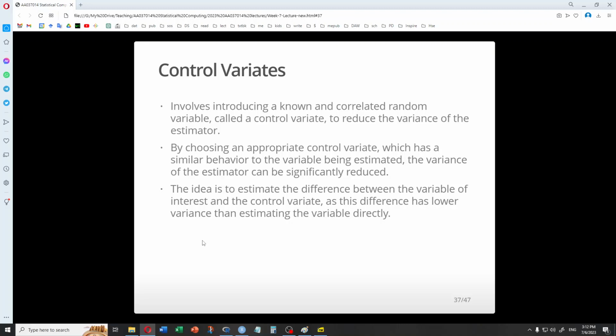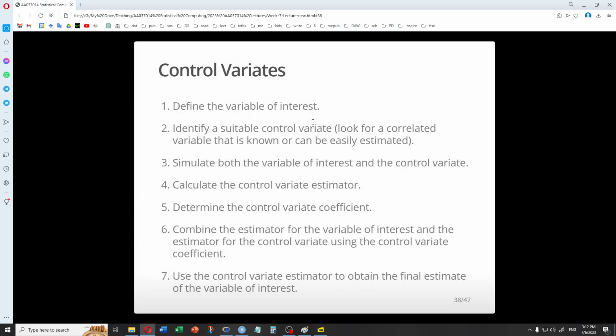So how is it different? The control variate involves introducing a known and correlated random variable, called a control variate, to reduce the variance of the estimator. By choosing an appropriate control variable which has similar behavior to the variable being estimated, the variance of the estimator can be significantly reduced. The idea is to estimate the difference between the variable of interest and the control variate, as this difference has lower variance than estimating the variable directly. So we want to use the knowledge that we have regarding the relationship of this control variate in order to reduce the variance.